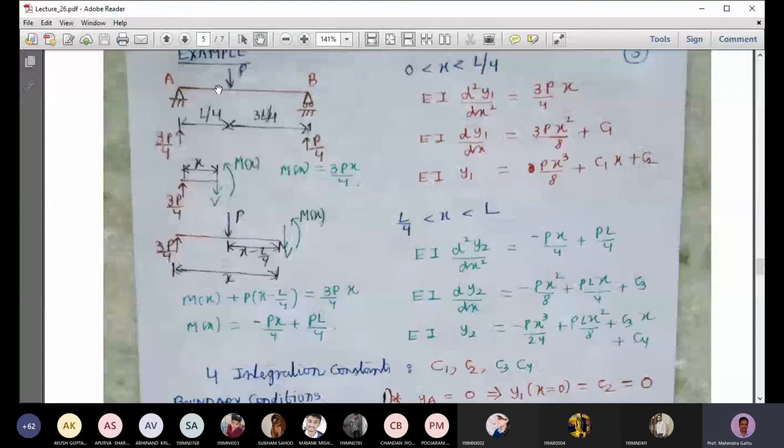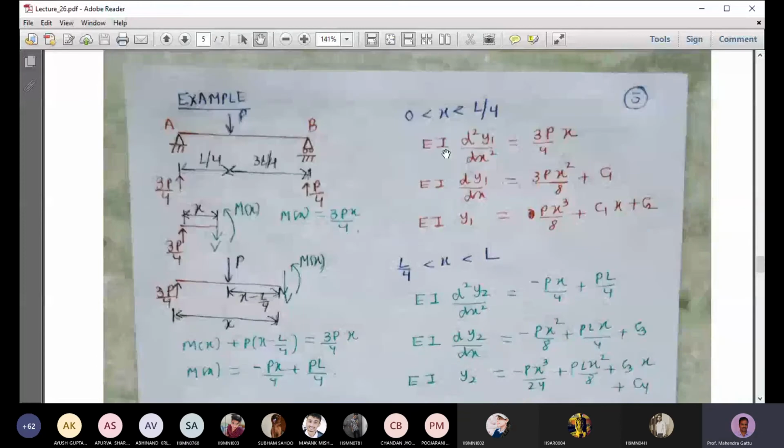So let's do that. EI d square y1 by dx square is equal to M1 of x, between 0 to L by 4. So that is 3P by 4x. So we can integrate it. We'll get EI dy1 by dx, x will become x square by 2, so 3Px square by 8, and we have our first integration constant c1, and we integrate it again.